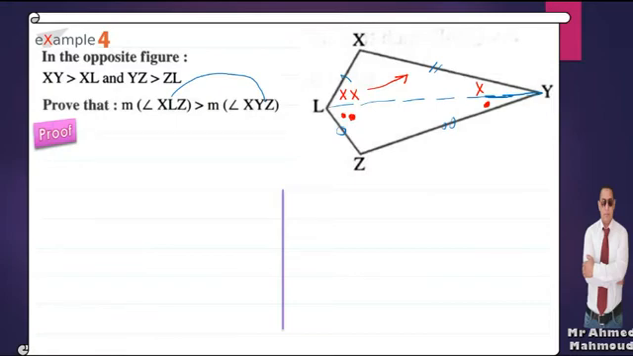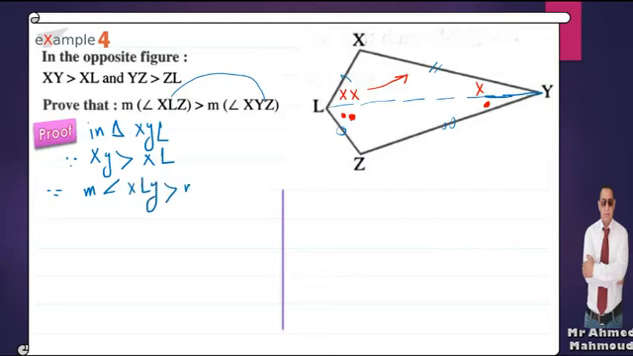First, in triangle XYL, since XY greater than XL, therefore measure of angle XLY greater than measure of angle XYL, and this is number 1.